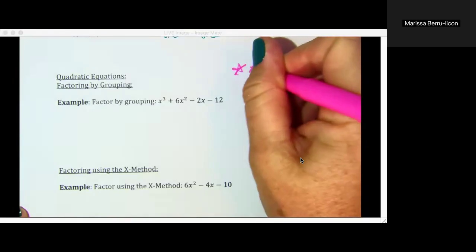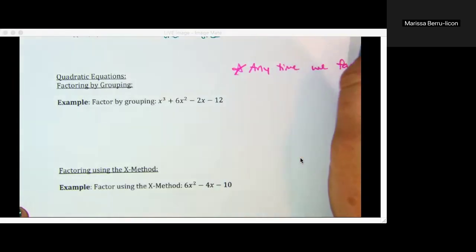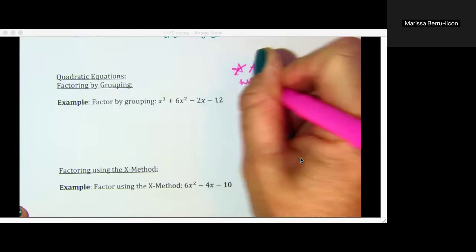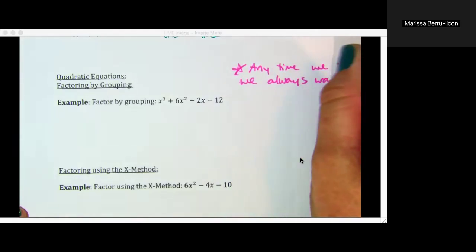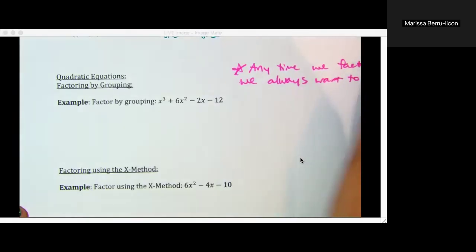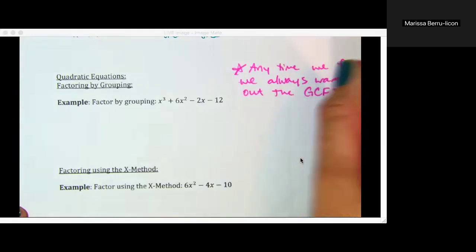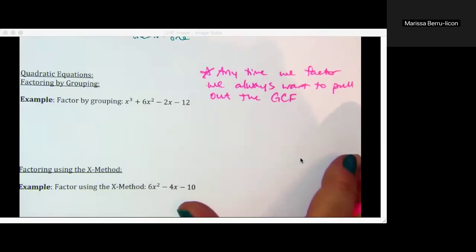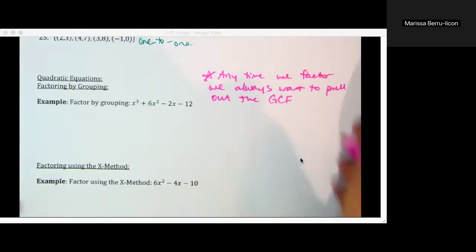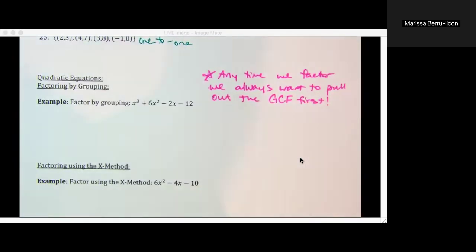So any time we factor, we always want to pull out the GCF, or the greatest common factor, first. Let me zoom out a tad here to make sure I'm not missing anything. Okay, so anytime we're factoring, that's what we want to do first.